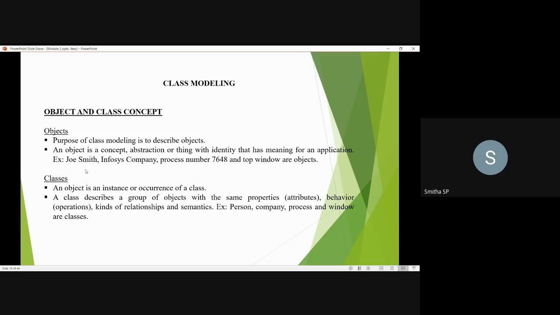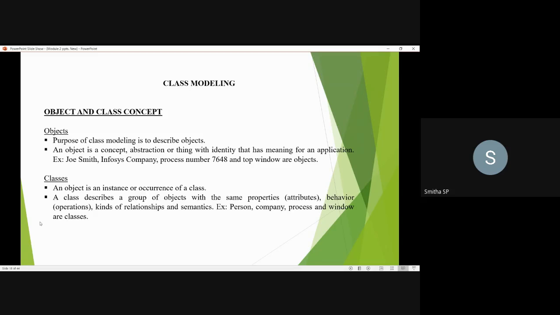Next, classes. Now we have an idea of what an object is. Then what is a class? An object is an instance or occurrence of a class. A class describes a group of objects with the same properties or attributes, behavior or operations, kinds of relationships and semantics. Example: person, company, process and window are classes.